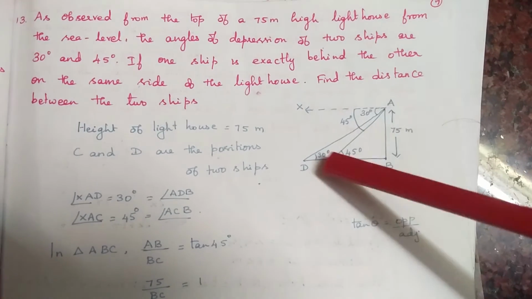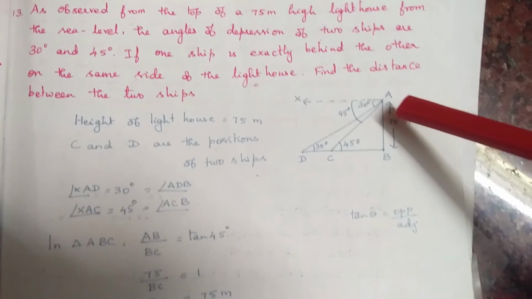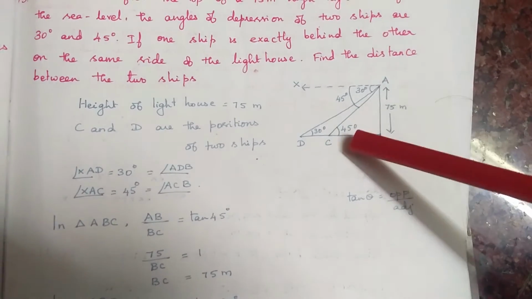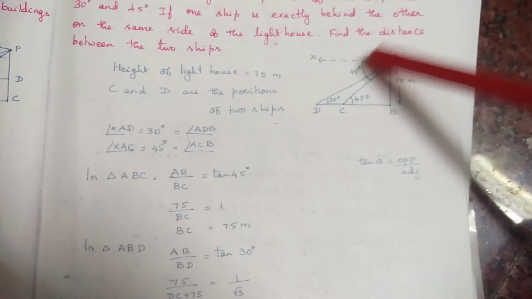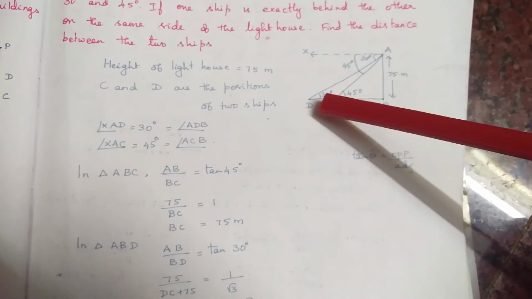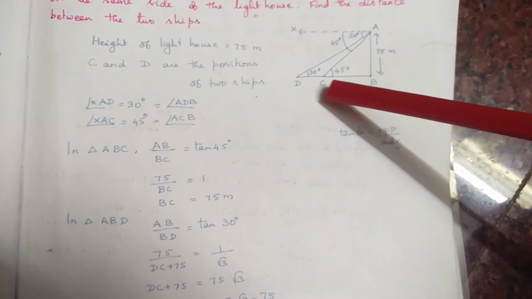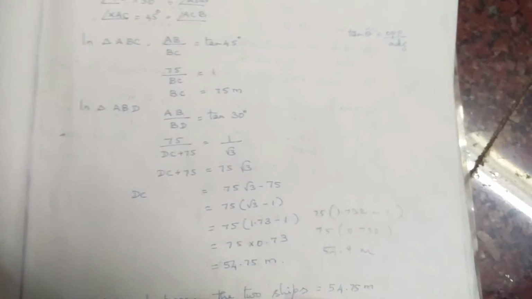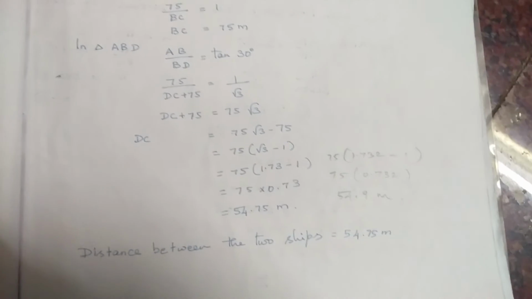Now you take triangle ABC. In ABC, you have to write tan 45 degree equal to 75 by BC. So BC equals 75 meter. Then triangle ABD: tan 30 equals AB by BD, and BD is nothing but BC plus DC, that you wrote. Then simplify, the DC value will come 54.75. So the distance between the two ships is 54.75 meter.